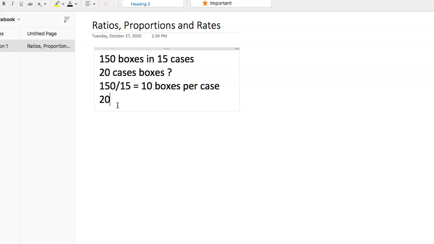This year we're having 20 cases. And 20 times 10 is 200, right? So 200 boxes total this year. Okay, and that's all you got to do. There's lots of things where you have boxes and cases. You will see a question like this almost for sure. And the nature of it is just getting it down to how many boxes per case and then multiplying it by the number for this year, and you're done. All right, that's ratios, proportions, and rates.